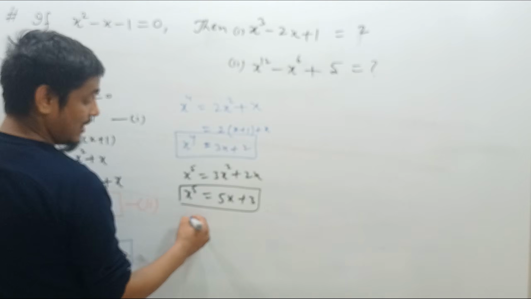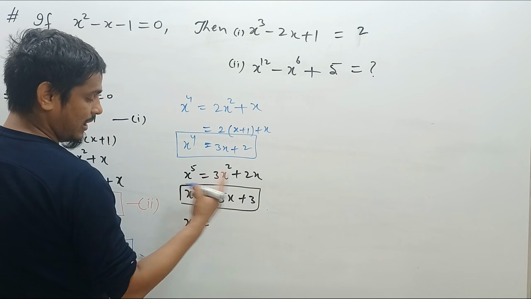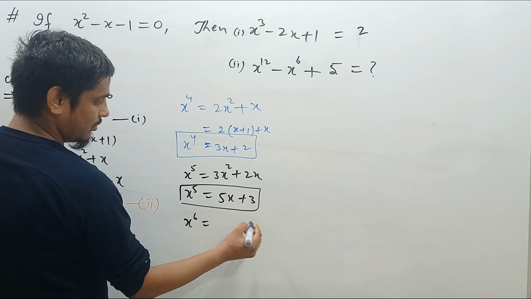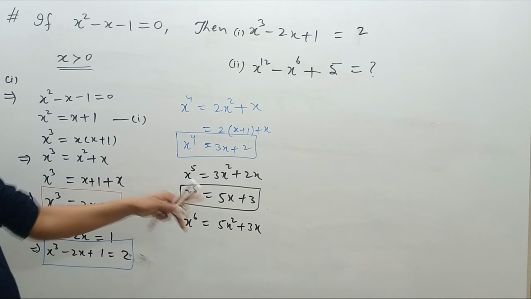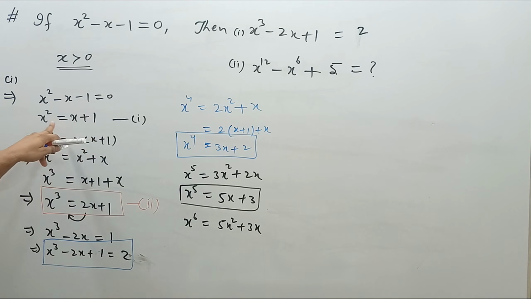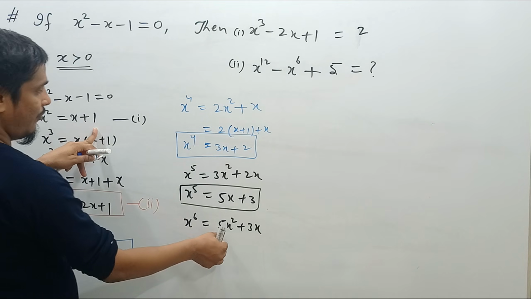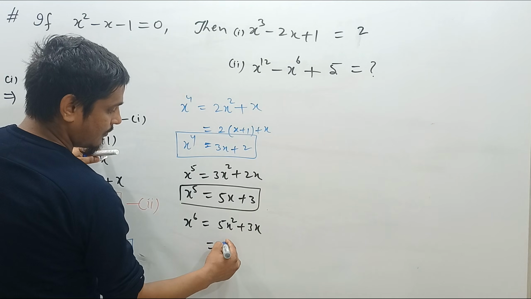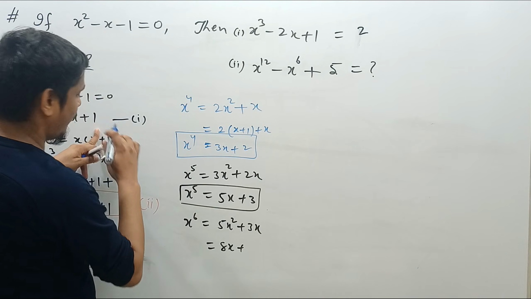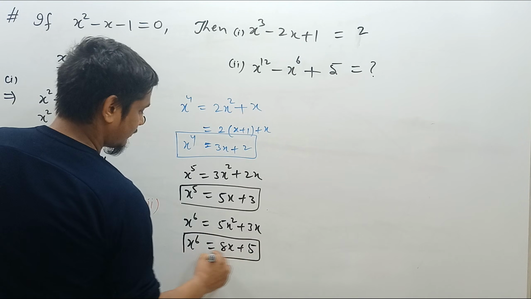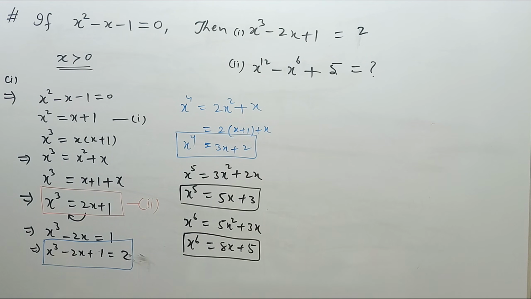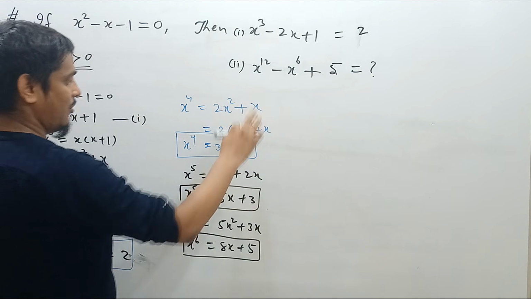Now we can find x power 6 by multiplying both sides by x. So the right side will become 5x square plus 3x. Now substitute the value of x square as x plus 1. So this will become 5x plus 3x means 8x and 5 times 1 is plus 5. So this is x power 6. We got the value of x power 6, but we need the value of x to the power of 12.